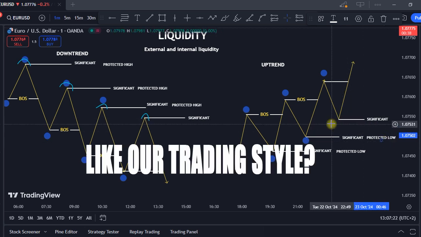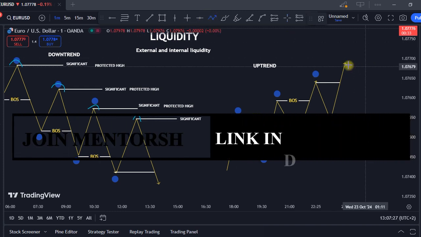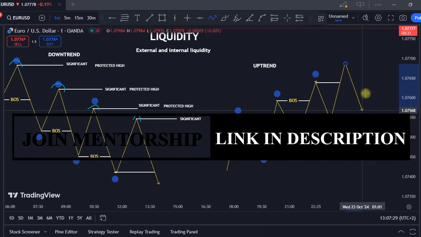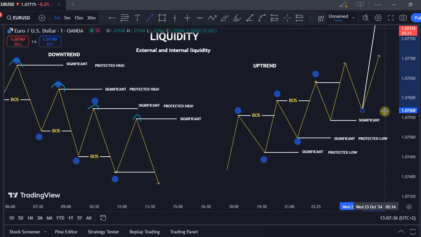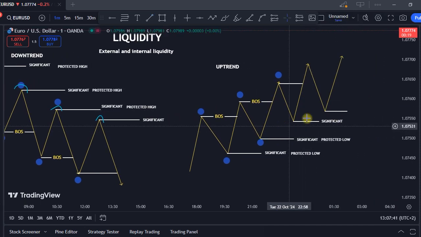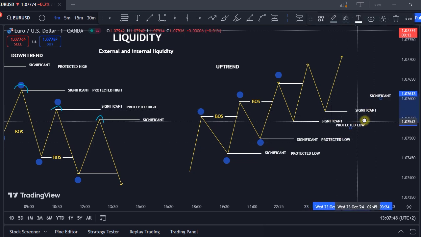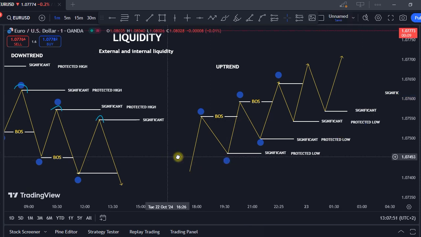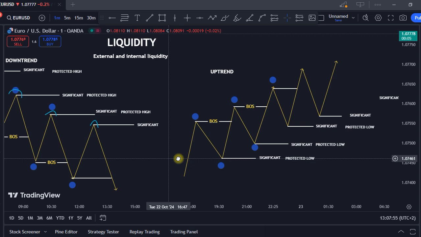But for this one to be classified as a protected low, the market now has to push to the downside, create a new high, and then we can say that now we are having a significant low. We're having a significant low and also a protected low on this area. So we now have a protected low and a significant low.